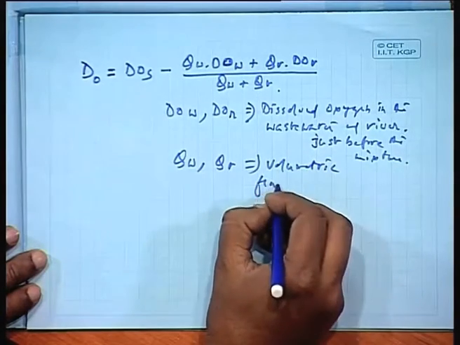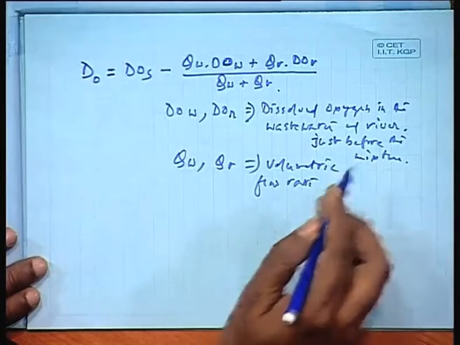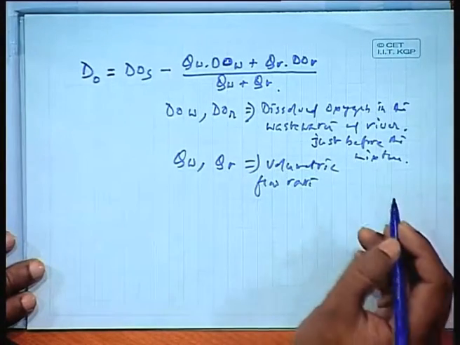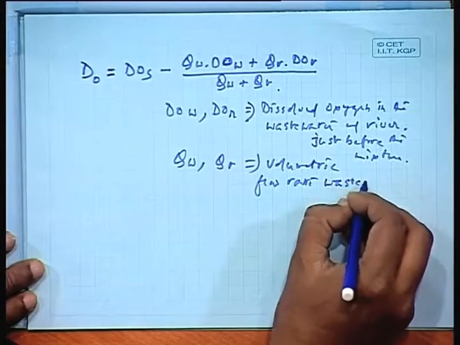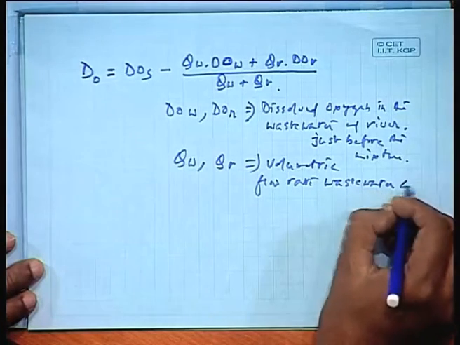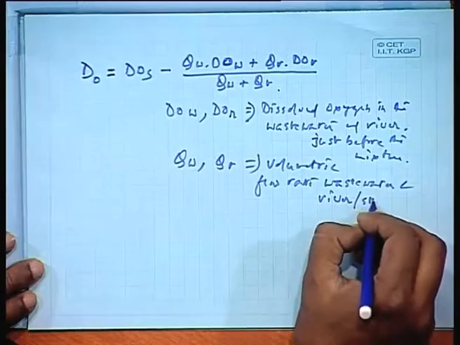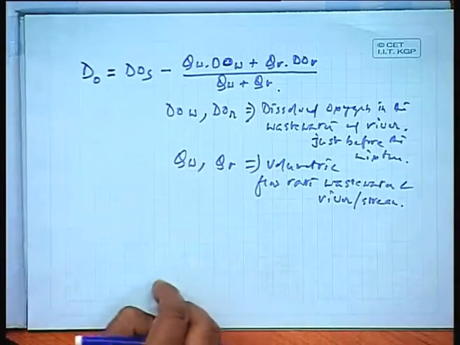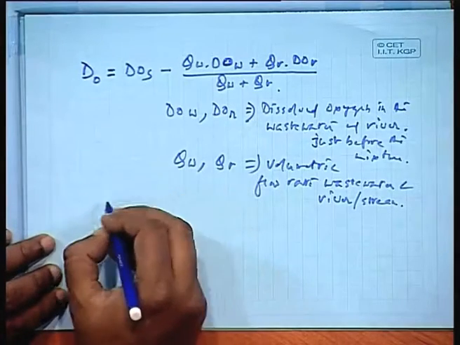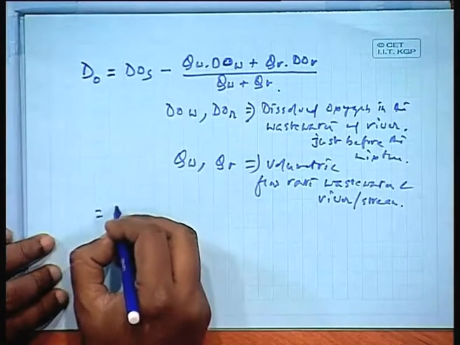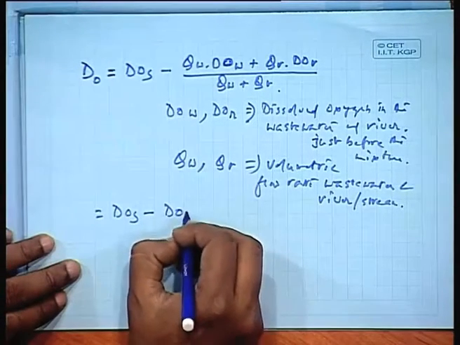It's a typical mass balance equation, mostly in all cases, with the volumetric flow rate of wastewater and the river or stream. All right. Now here what you can see is DOS is equal to DOM.